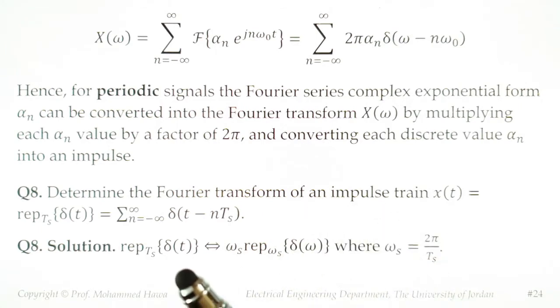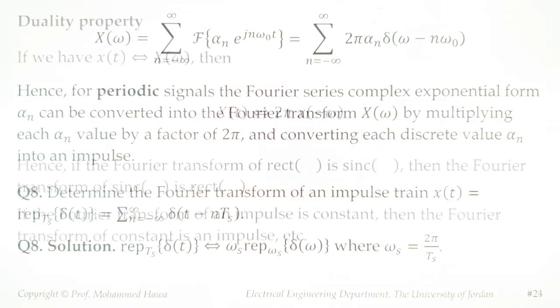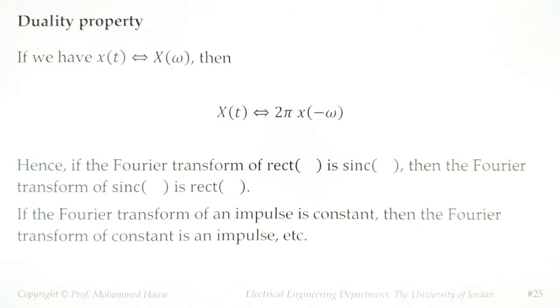The answer is that the Fourier transform of infinity impulses is infinity impulses. Hopefully we will use this answer in a later video when we talk about sampling. Our next property is called duality. It's a very important property of the Fourier transform.